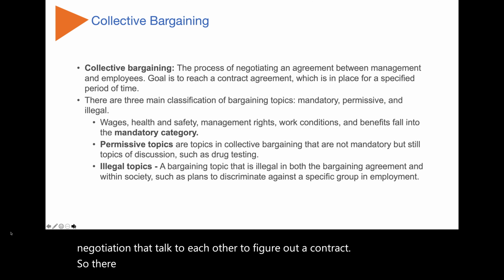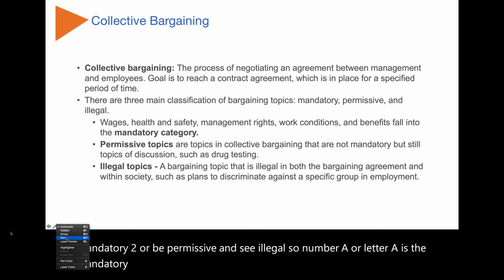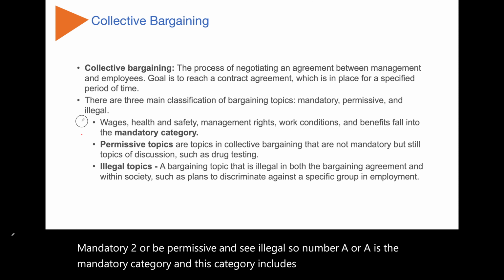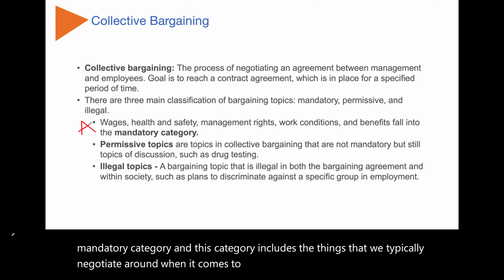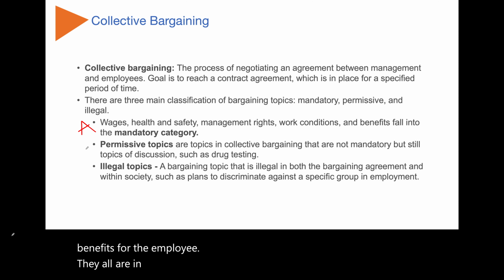So there are three main classifications of bargaining topics. There is A, mandatory, B, permissive, and C, illegal. So letter A is the mandatory category. And this category includes the things that we typically negotiate around when it comes to collective bargaining. Things such as wages, health and safety, rights of management, working conditions, and benefits for the employee. They all are in the mandatory category.